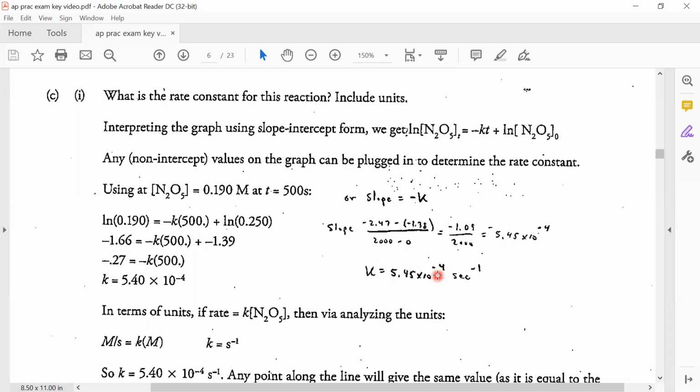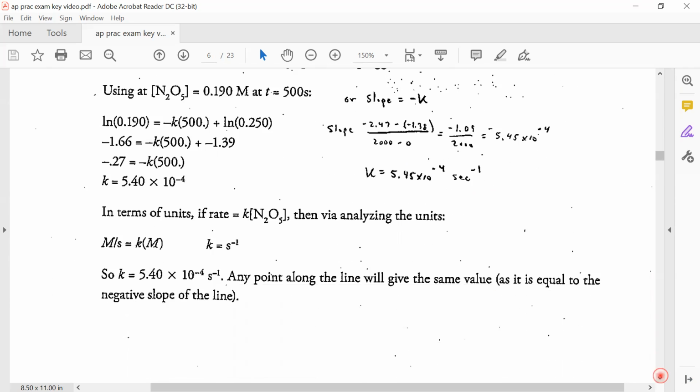How about units? Okay, if it's first order, it's going to be seconds negative 1 or minutes negative 1 or whatever that time is. Okay, so rate constant in 0th order would be molarity per second. First order, it's just per second. Second order, it's per molarity second. Third order, it's per molarity squared per second, and so on. But that's what we have here. So make sure you know how to get units on this rate constant or rate law right there.